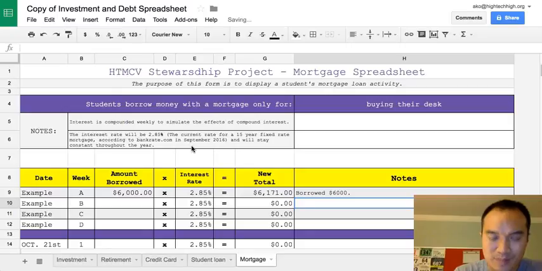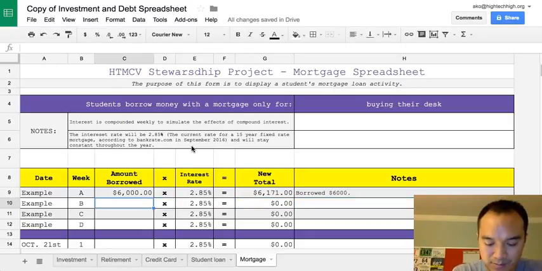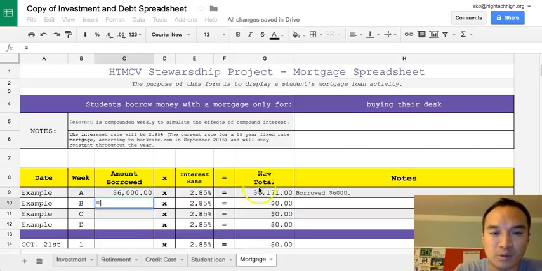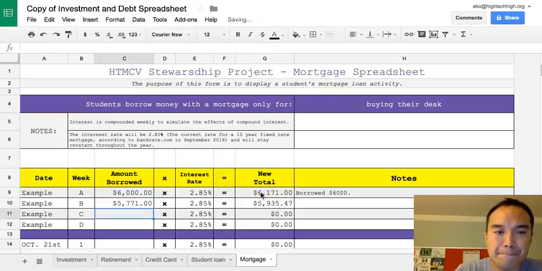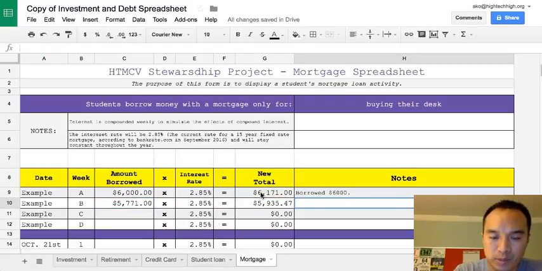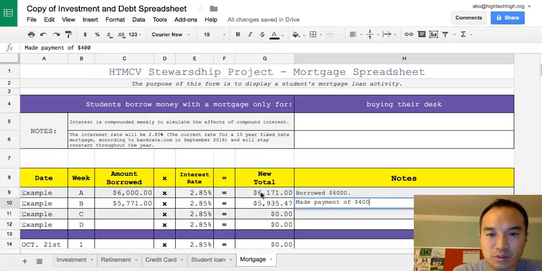The next week, they say, oh, I want to pay some of this down. So they want to pay $400. So we're going to say equal sign. We're going to take this borrowed amount and subtract $400. We're going to subtract because they made a payment towards the debt. There we go. So we write made payment of $400.